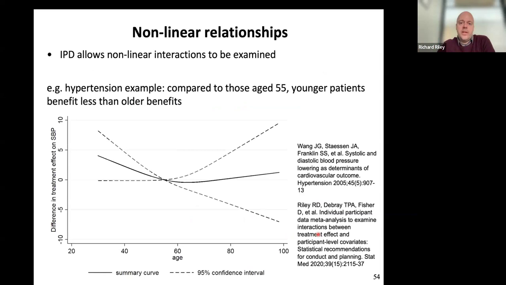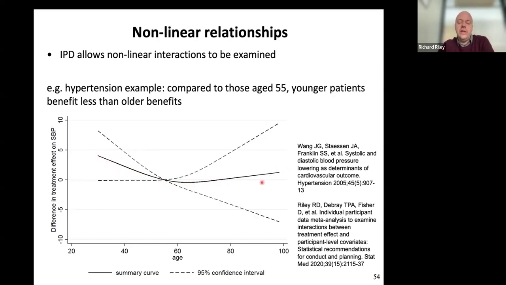What other predictions can we think about in IPD meta-analysis? I'll just go through some very quick examples. First of all, we can actually look at nonlinear relationships. So going back to that hypertension data, here I've got a nonlinear interaction between the age and the effect of hypertensive treatment. So I've got a reference group of somebody aged 55. In those that are younger, the treatment doesn't seem to work as well. And after 55, there doesn't seem to be much difference compared to 55. So there's some strong evidence here that in younger people, it's not as effective as in older people.